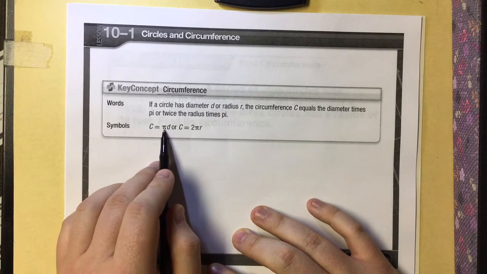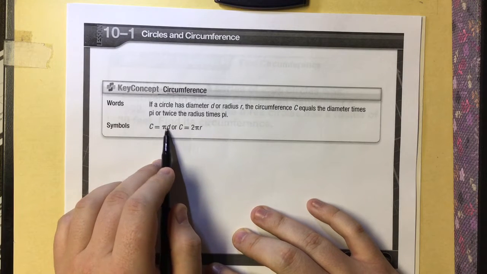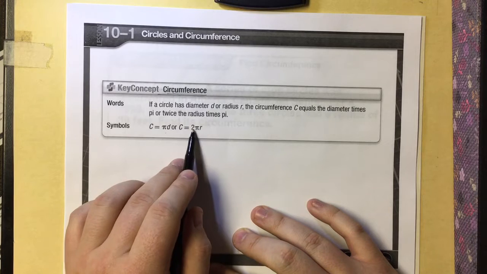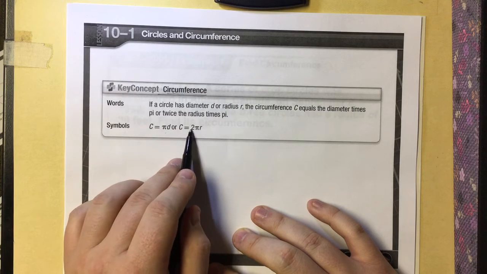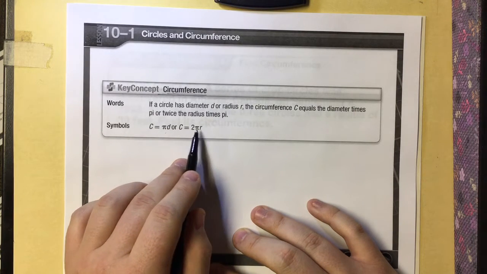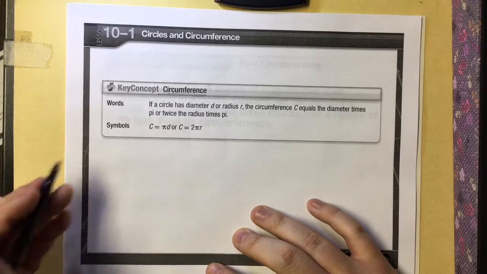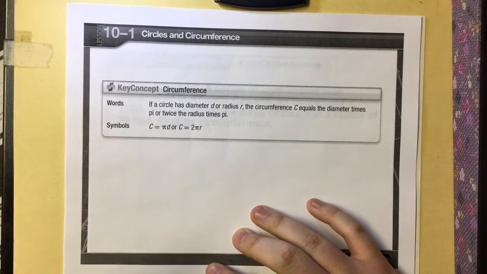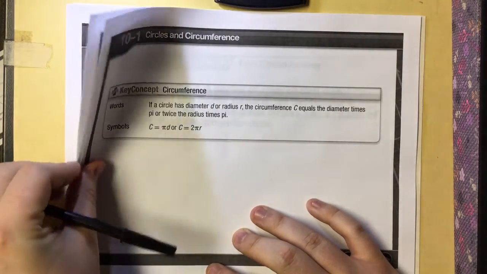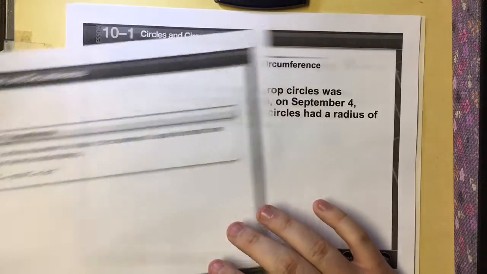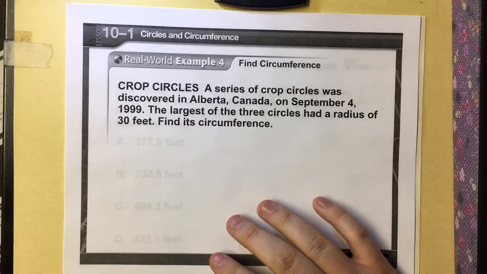The circumference is equal to pi times the diameter, or if we don't know the diameter, we can think of it as the diameter being replaced by 2 times the radius. So this is 2 times the radius times pi. And you all know what pi is. It's about 3.14. Many people's favorite irrational number, not mine.